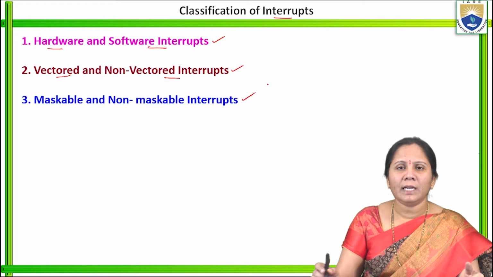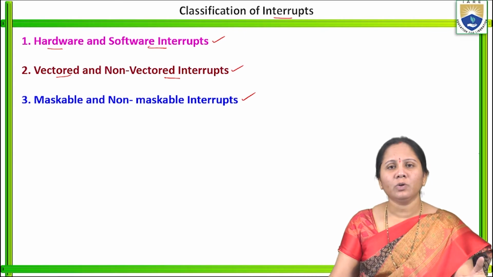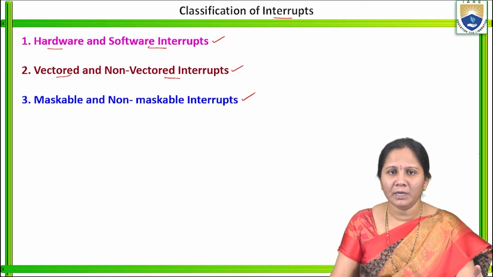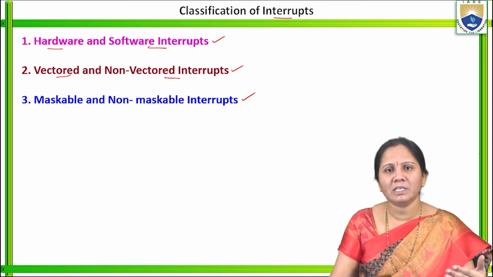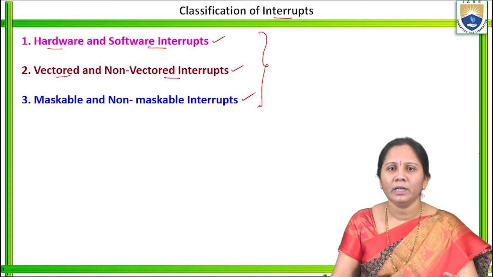And the third classification of interrupts is called maskable and non-maskable interrupts. So here maskable interrupts means the interrupts that can be disabled, whereas non-maskable interrupts means the interrupts that cannot be disabled. So that means if any interrupt comes, compulsorily it should be executed. So these are all different classifications of interrupts.